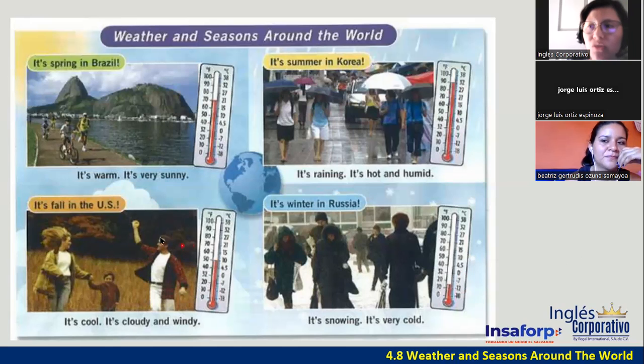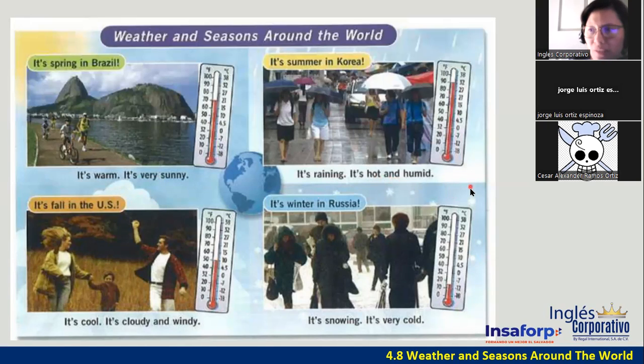Warm. It's warm. Sunny. Very sunny. Hot. It's hot and humid. Humid. Cool. It's cool. It's cloudy and windy. Cloudy, windy. It's snowing. It's very cold. Cold. Okay, and then we have the four seasons: spring, summer, fall, winter. Okay, so that's the first point.